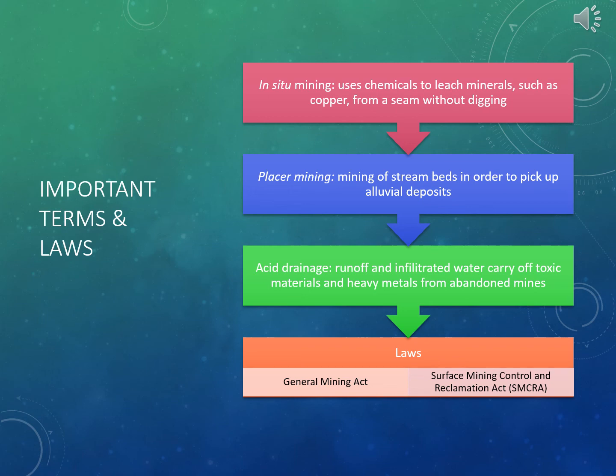The Surface Mining Control and Reclamation Act, also called SMCRA, requires companies to reclaim the area after the mining is finished. This reclamation includes the planting of vegetation, the filling in of holes, and the maintenance of water quality nearby.